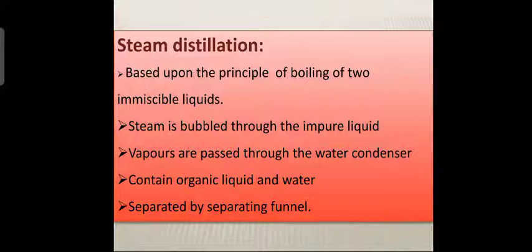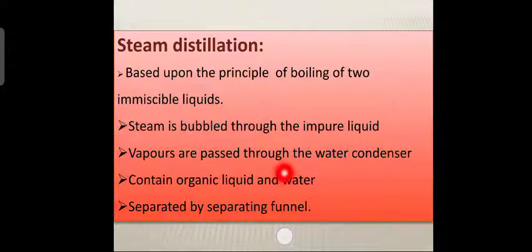They are made to cool by using a water condenser, and then you condense them so that you get two immiscible layers separately. Which are the two layers obtained? One layer is the organic liquid layer and the other layer is water. And how are they separated? Since they are completely immiscible, you can separate them by using a separating funnel.